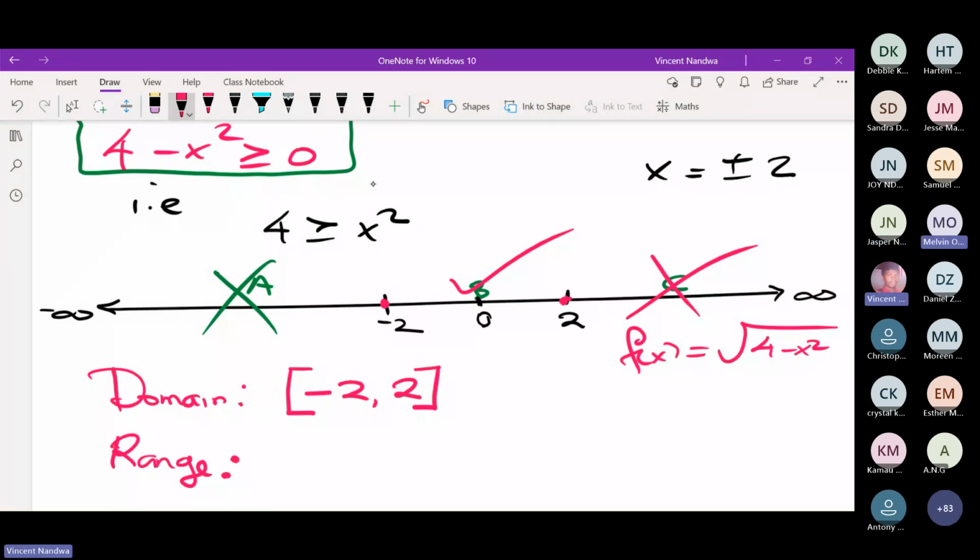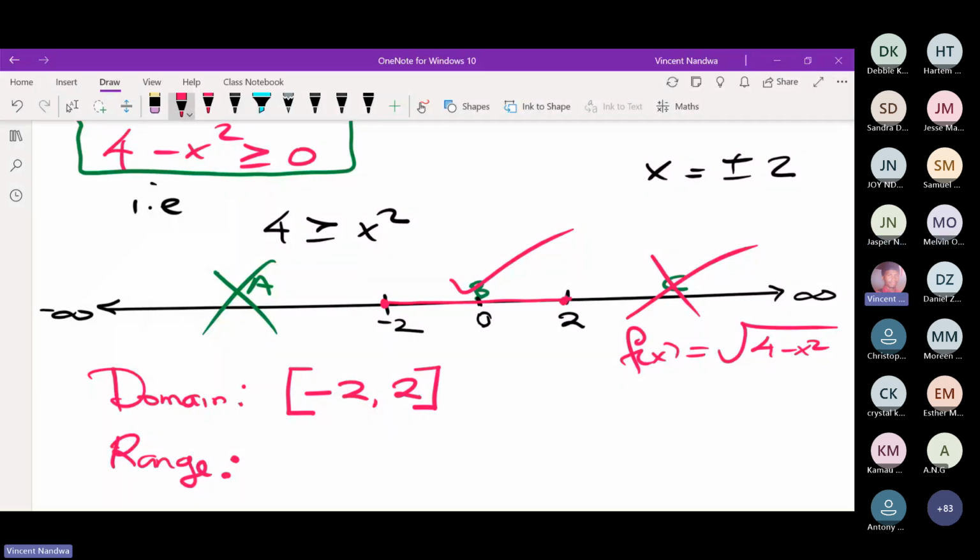0. Okay? And when do you attain that 0? When the value of x is positive or negative 2. And remember we are restricting ourselves to numbers from -2 to 2.